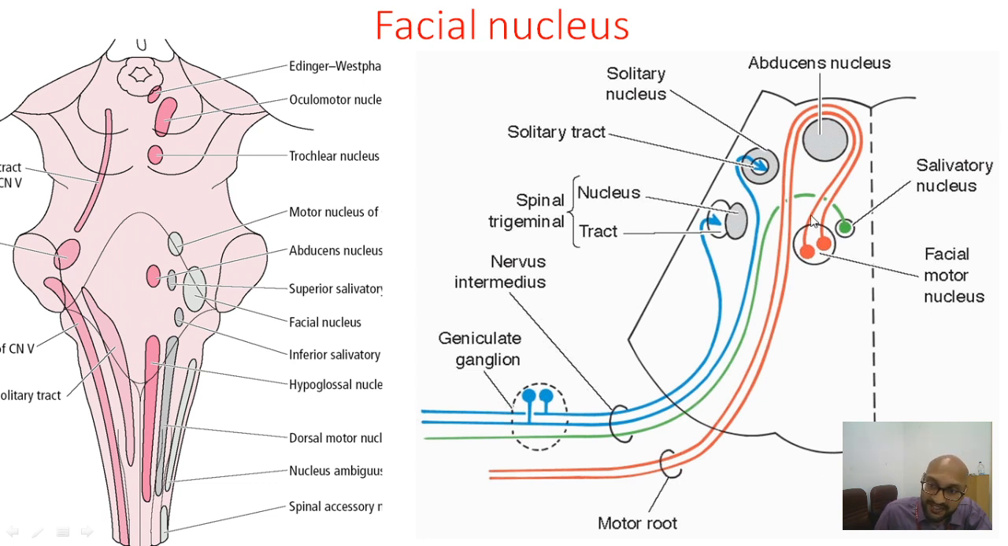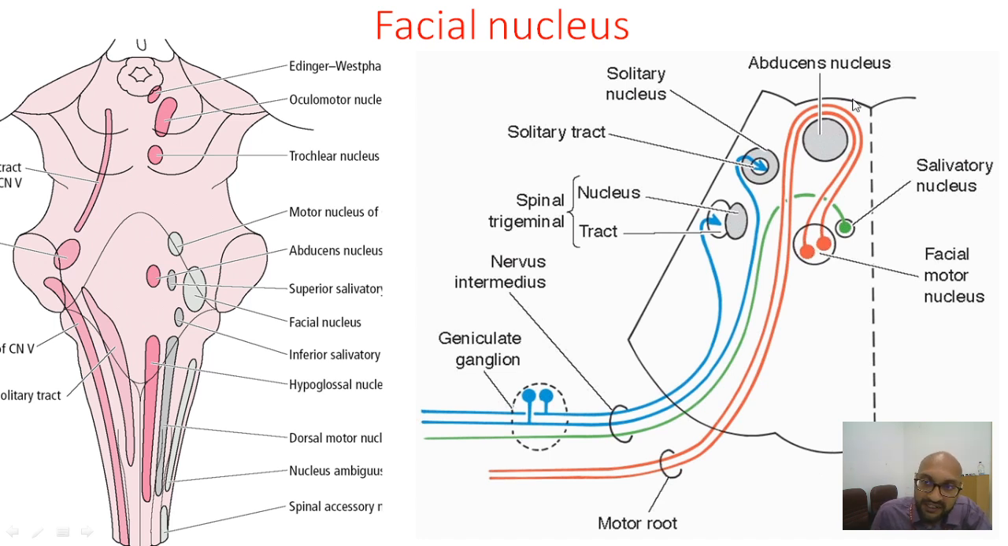So when it does this, you can see that it is forming a turn around the abducens nucleus. This turn around the abducens nucleus is known as the internal genu of the facial nerve. Now we are talking about the facial nerve. It's not the facial nucleus, it is the facial nerve.